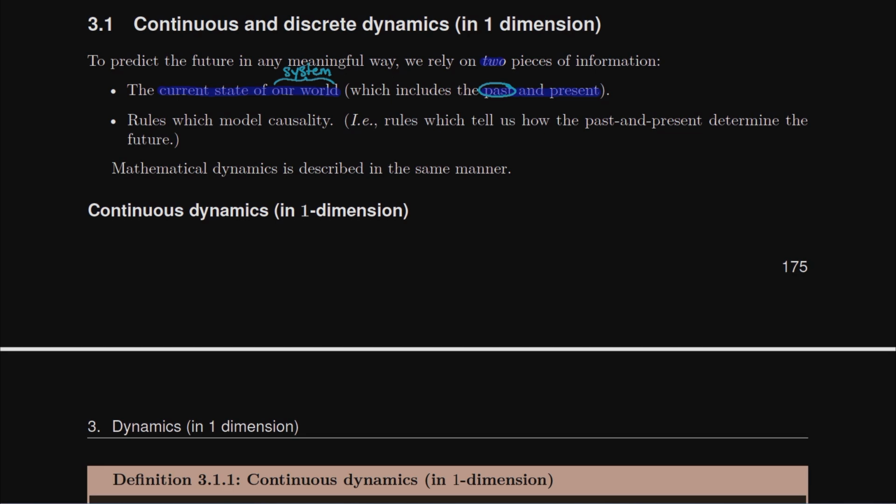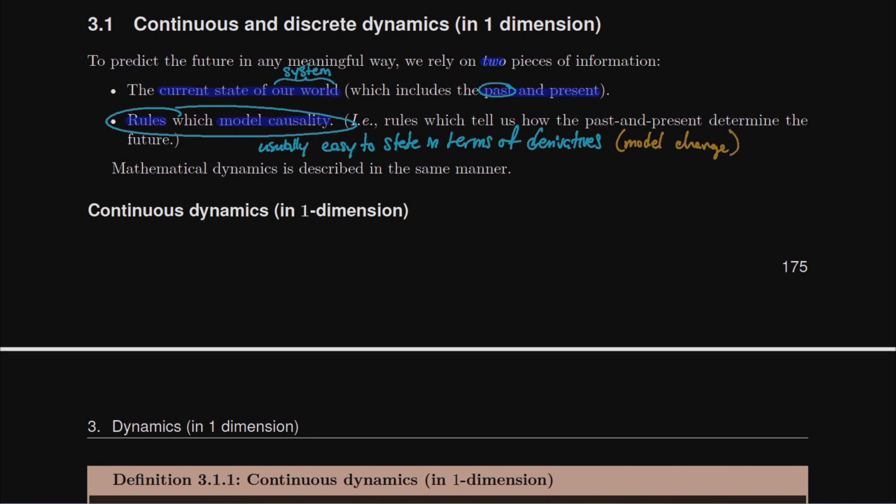even though a lot of times we only care about the present. And then we need to know rules, a collection of rules which are going to model causality. These rules are basically going to transfer us from saying, this is where my measurement stands currently, the current state of the world, to saying, by the way, if we know the current state of the world, we can actually predict the future. The rules are usually easy to state in terms of derivatives, because derivatives model how things change, right? That's the entire point of it. Derivatives model change, and we know how to relate changes to one another.